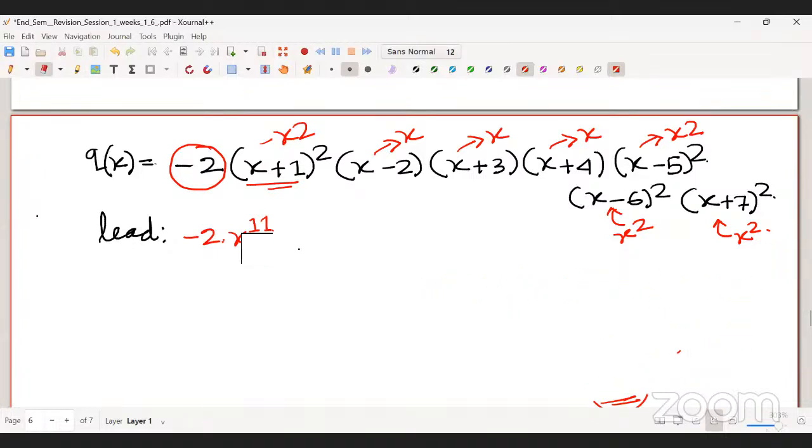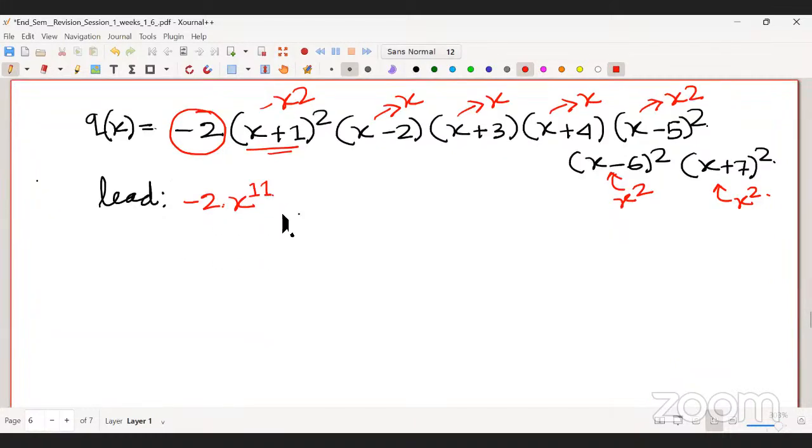Okay, so this is the leading term of this polynomial. Now, can you tell me what will be the end behavior?